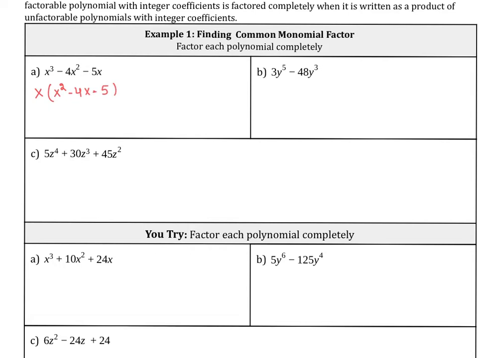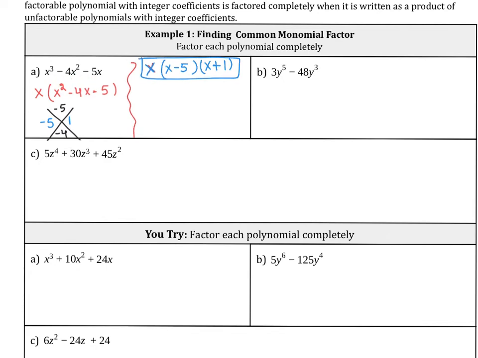Whenever it becomes a quadratic, as this inside is, you can always apply the cross method. You have -5 on the top and -4 on the bottom. The two numbers you're looking for are -5 and 1. -5 times 1 is -5 and -5 plus 1 is -4. The x outside stays as it is, and the two factors are x minus 5 and x plus 1. So your complete factorization is x times x minus 5 times x plus 1.